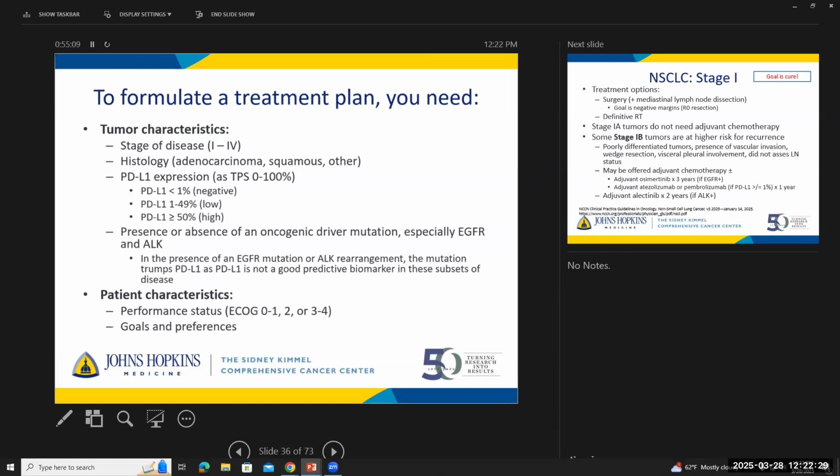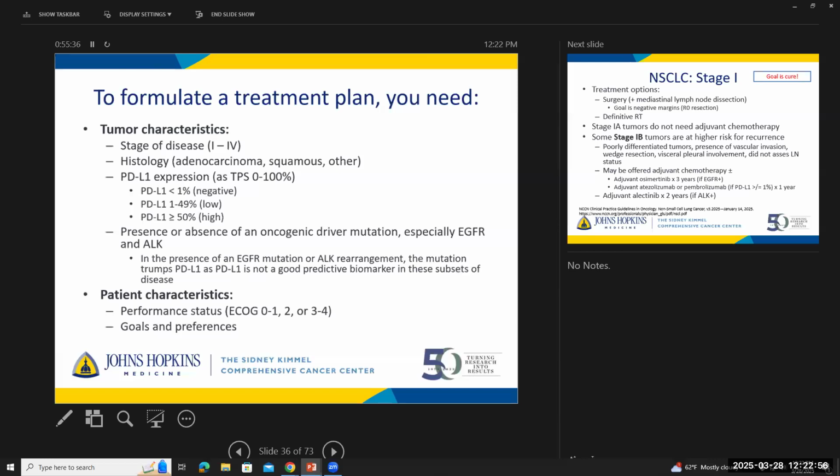So if you don't have that information, like you don't know what the EGFR or ALK mutation status is, or the PD-L1 expression, or the histology, you're not going to be able to formulate a treatment plan. You're just going to be guessing because you need to have that information. And then we always need to consider what our patient wants and what our patient can tolerate, right? Especially when we can't cure the cancer, we don't want to make the patient sicker or worse.